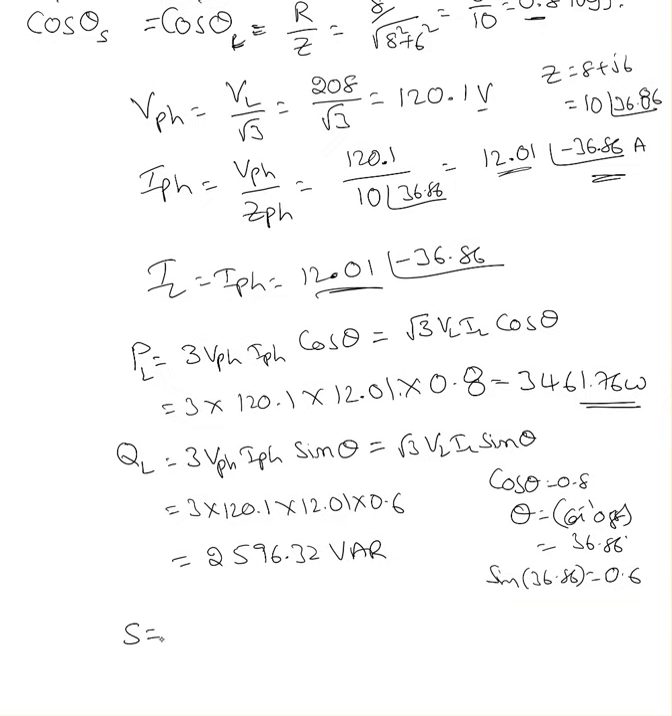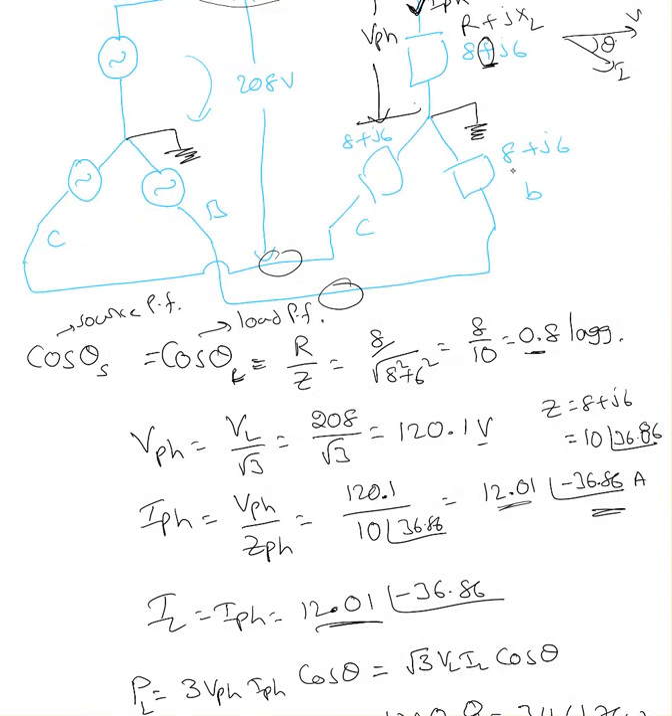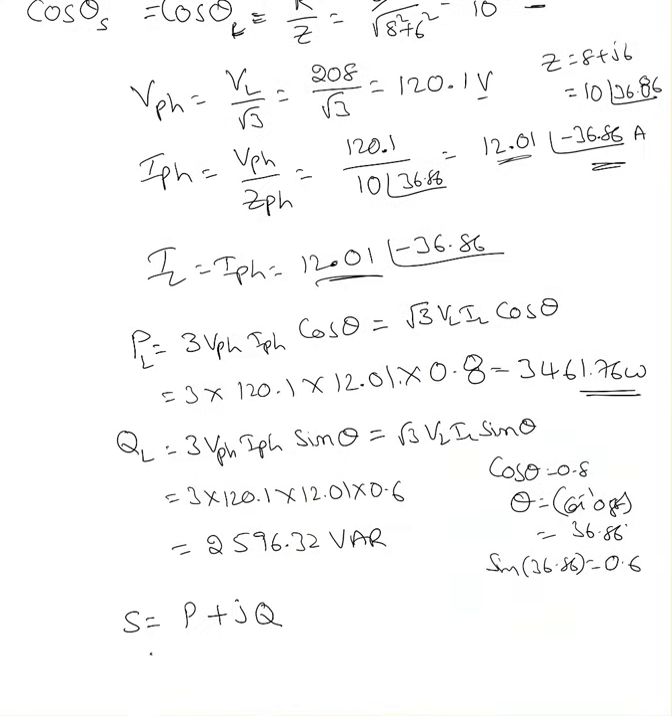So the apparent power S equals P plus or minus jQ, but in this case plus jQ, because what kind of load is this? It is a resistive load. A resistive load always consumes active power, and an inductive load also always consumes reactive power. So both of them are consuming, both of them are taking power. So it is 3461.76 plus j2596.32 volt ampere. That's the S value. This is what he's asking in this video.